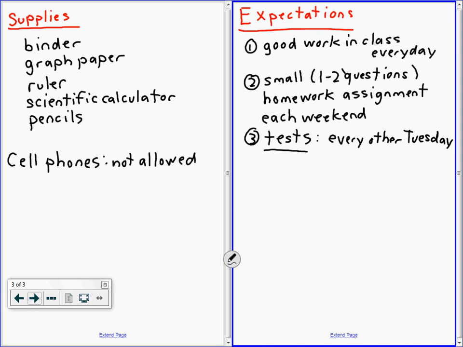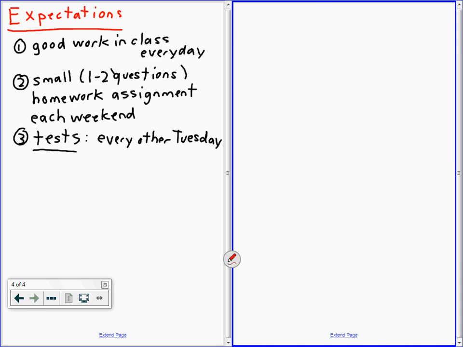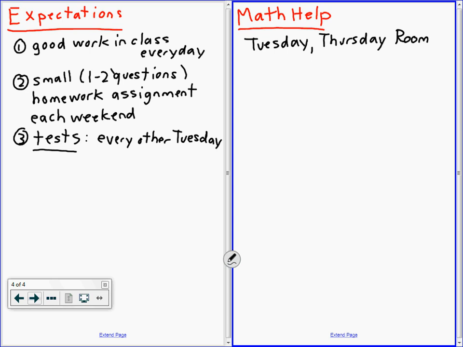Okay. Next, we're going to talk about math help. On Tuesday and Thursday, in room 319, which is right next door, there's math help from all the math teachers at lunch. On Monday, Wednesday, Friday, and mornings at about 8 o'clock, I'll be in my own room, which is room 320, to get working on.